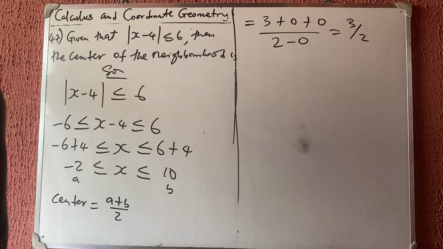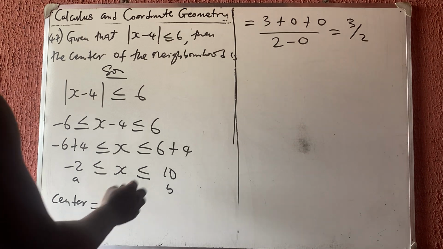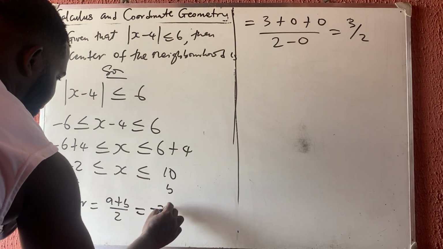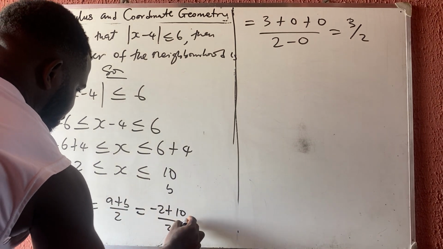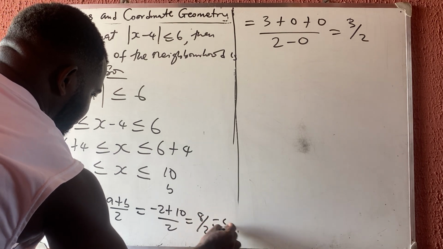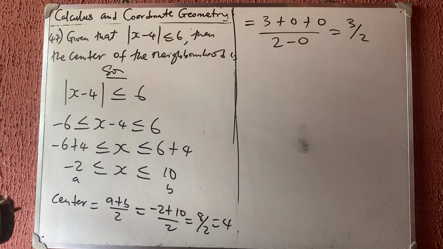So yes, the center is (A plus B) over 2. That's the center. Okay, so let us have that. My A is minus 2 plus 10 all over 2, which is 8 over 2, which is 4. So that is for 47.